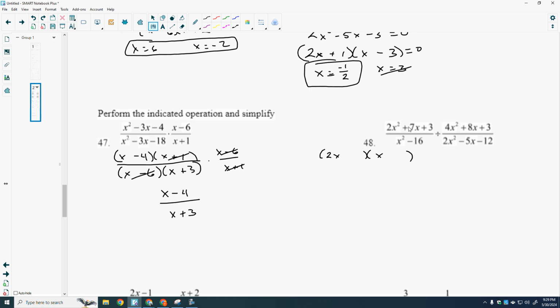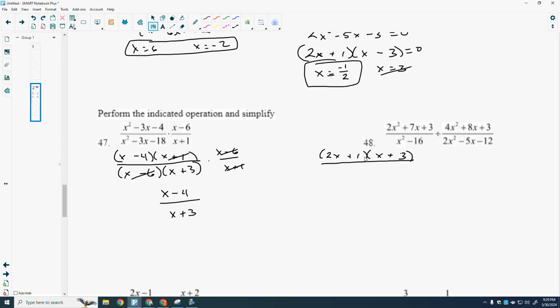I need a 7. If I put a 3 here and a 1 here, I get 6 plus 1 is 7. Why am I adding? Because that's a positive. Why did I subtract over here? Because those were negatives. The last term tells me whether we're adding or subtracting. They're both positive because that's a positive.